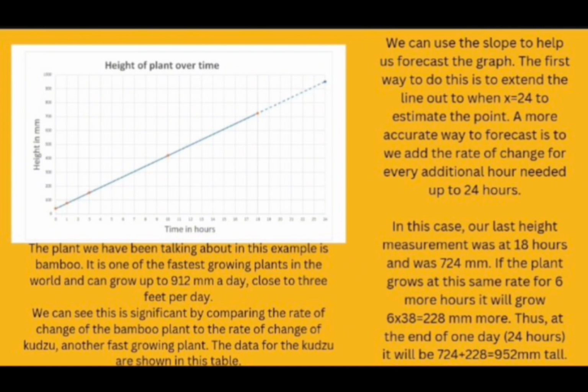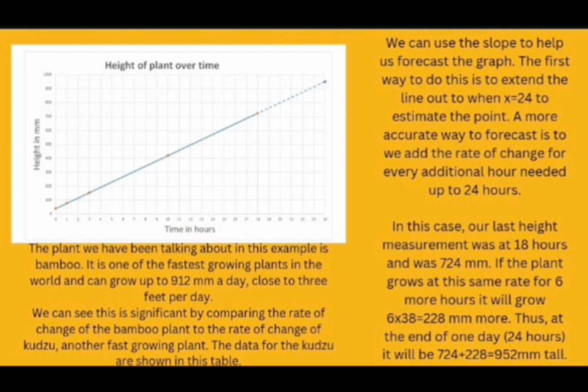In this case, our last height measurement was at 18 hours and was 724 mm. If the plant grows at the same rate for 6 more hours, it will grow 6 times 38 equals 228 mm more. Thus, at the end of one day, 24 hours, it will be 724 plus 228 equals 952 mm tall.